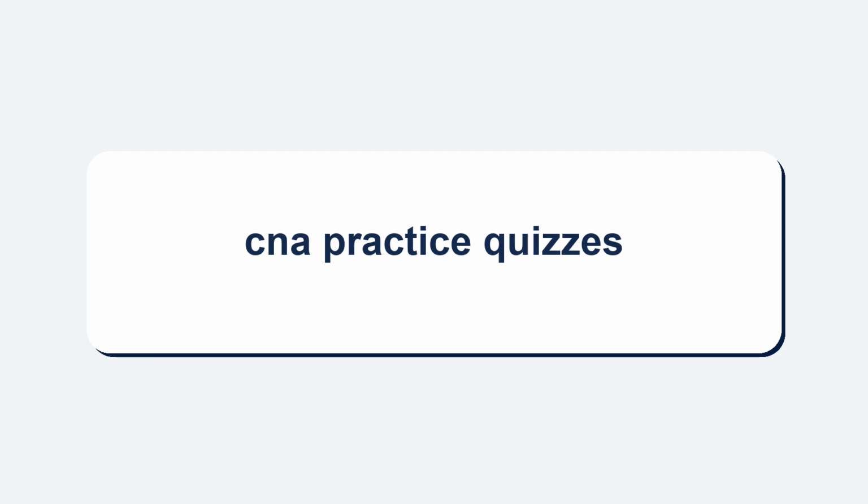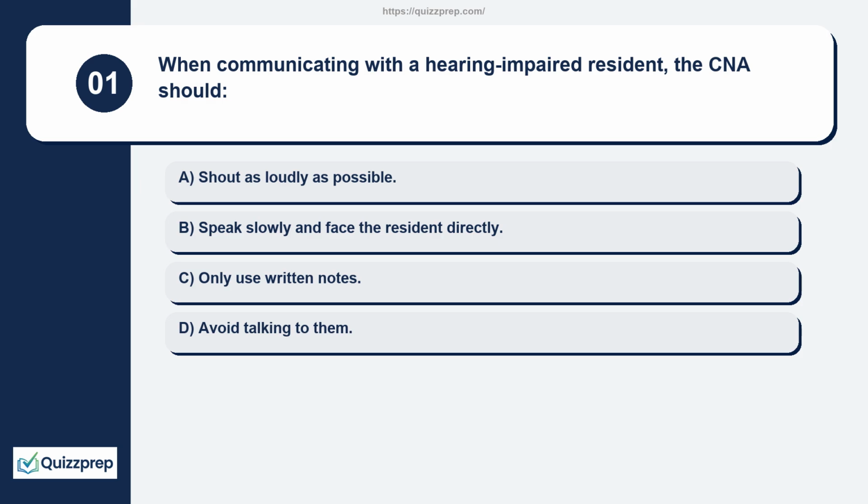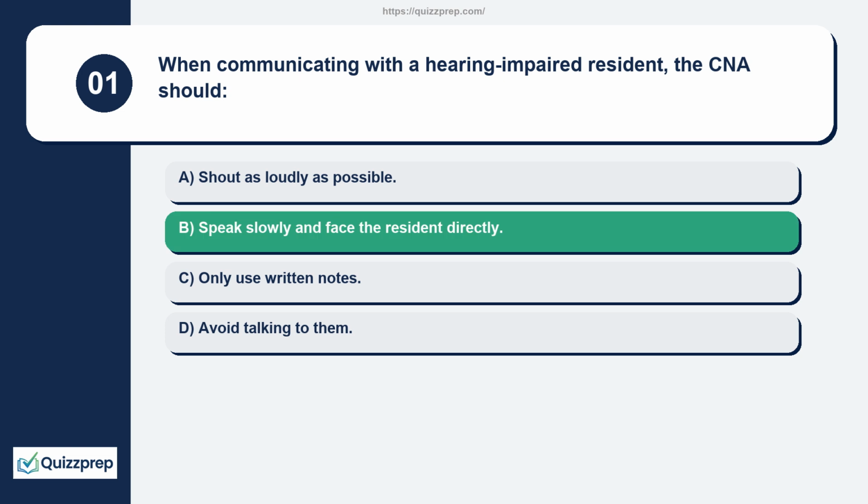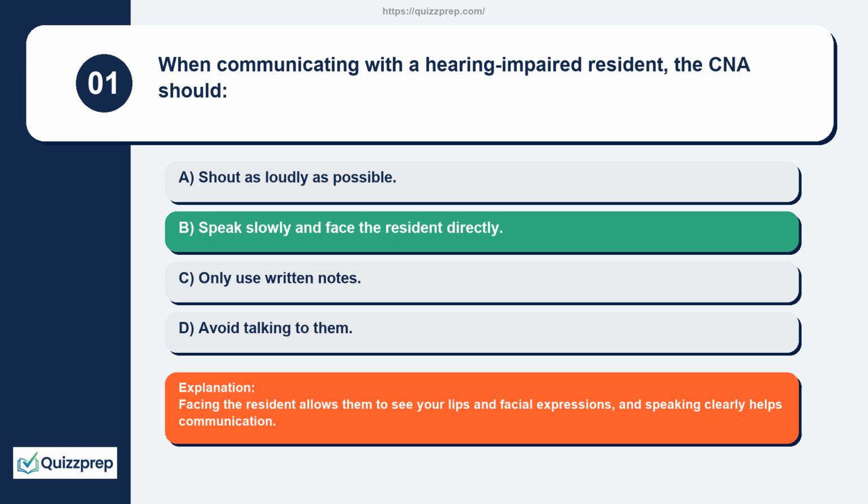CNA practice quizzes. Question 1. When communicating with a hearing-impaired resident, the CNA should shout as loudly as possible, speak slowly and face the resident directly, only use written notes, avoid talking to them. Facing the resident allows them to see your lips and facial expressions, and speaking clearly helps communication.